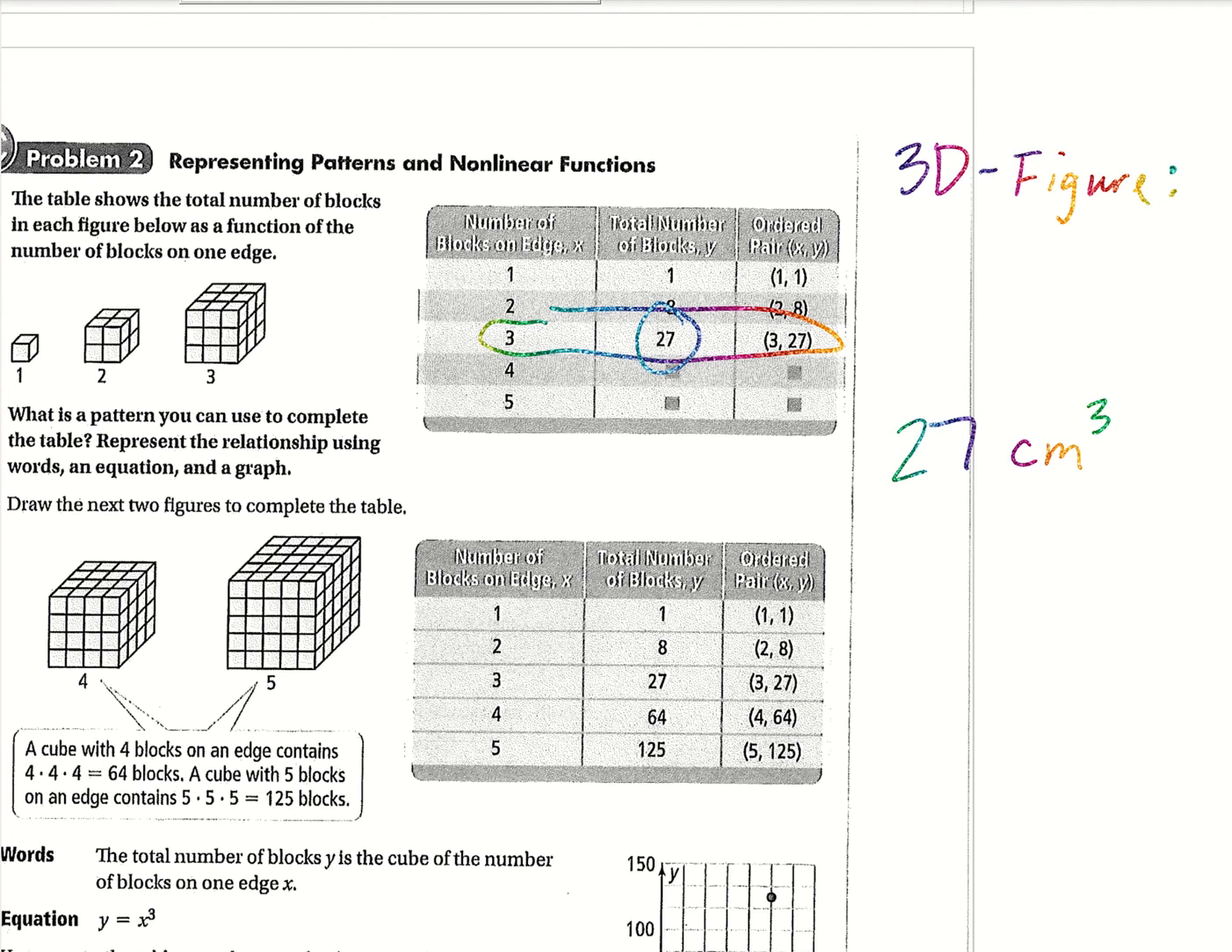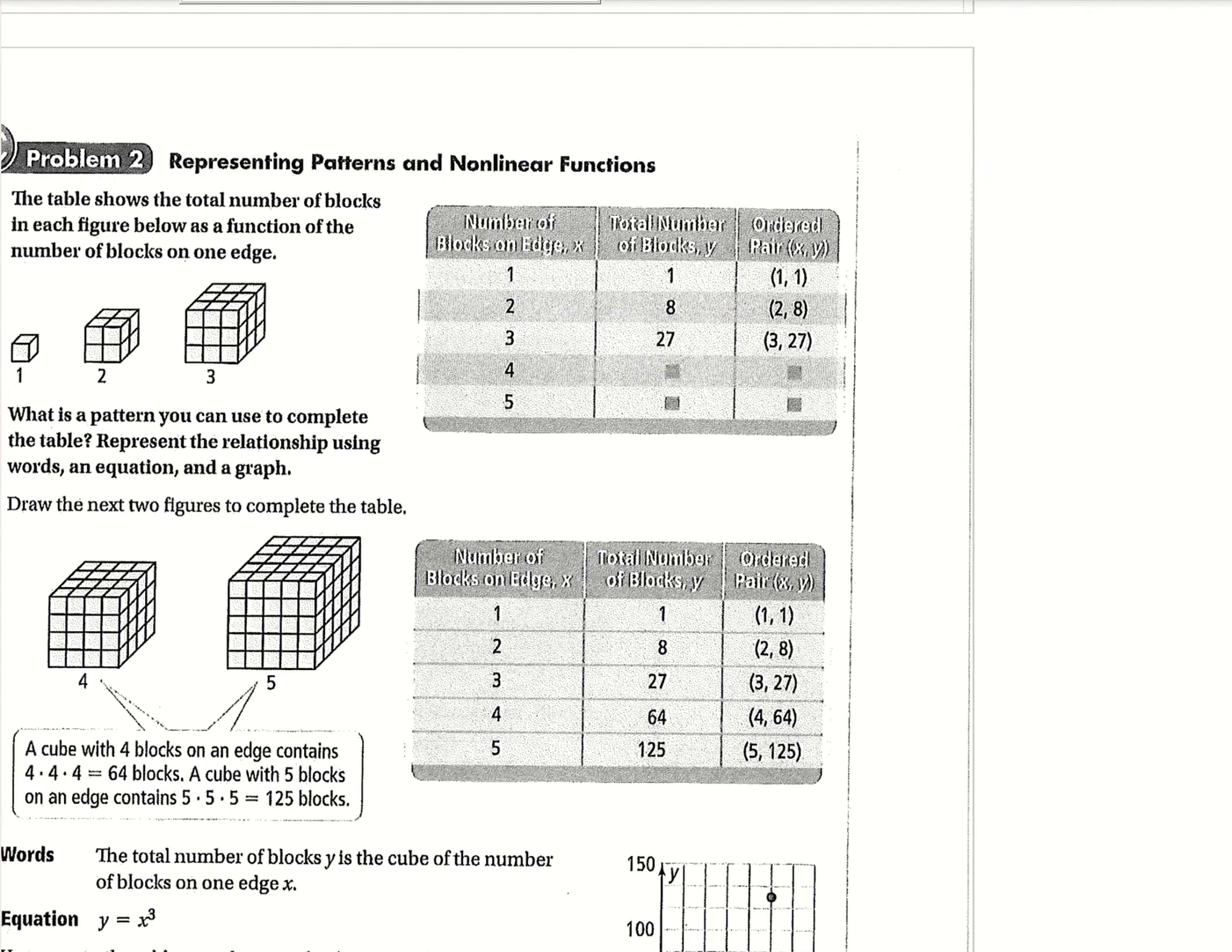But anyway, if we have a 3D figure, we're going to represent it as cubed, not the surface area. That's not what I meant to say, but the volume would be cubed. And so that's kind of what you're looking at when you look at the total number of blocks. Since we know it's cubed or to the third power, that's kind of what I'm going to look at here as well. So if I do 1 to the third power, I'm going to get 1. 2 to the third power is 8. 3 to the third power is 27.